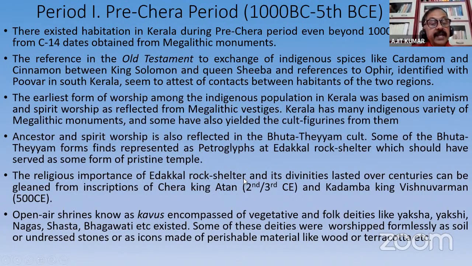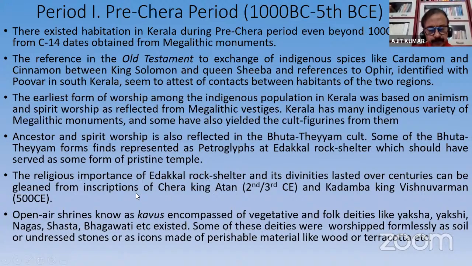The religious importance of Edakkal and its divinities lasted over centuries, as can be gleaned from inscriptions of the Chera king Atan, which is inscribed there, which dates to around 2nd, 3rd century CE in Tamil Brahmi. And there is also an inscription of Kadamba king Vishnuvarman dated to around 6th century. So all along between early 3rd century CE and early 6th century CE, this particular rock shelter with its engravings of divine beings was known to people, and that is why even the kings of that region put up their inscription in Edakkal shelter.